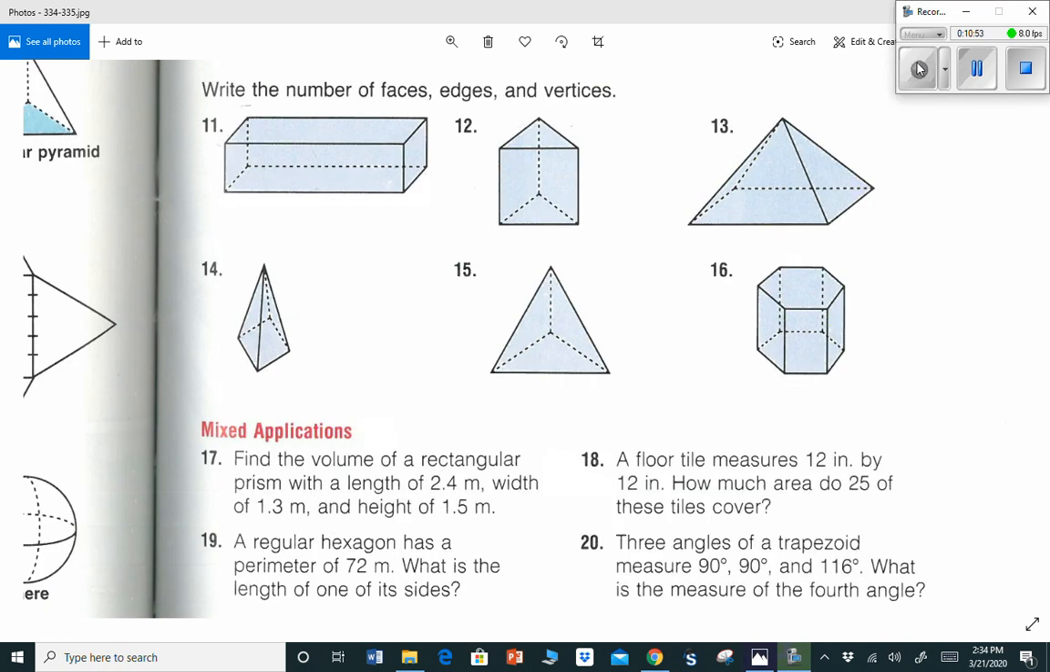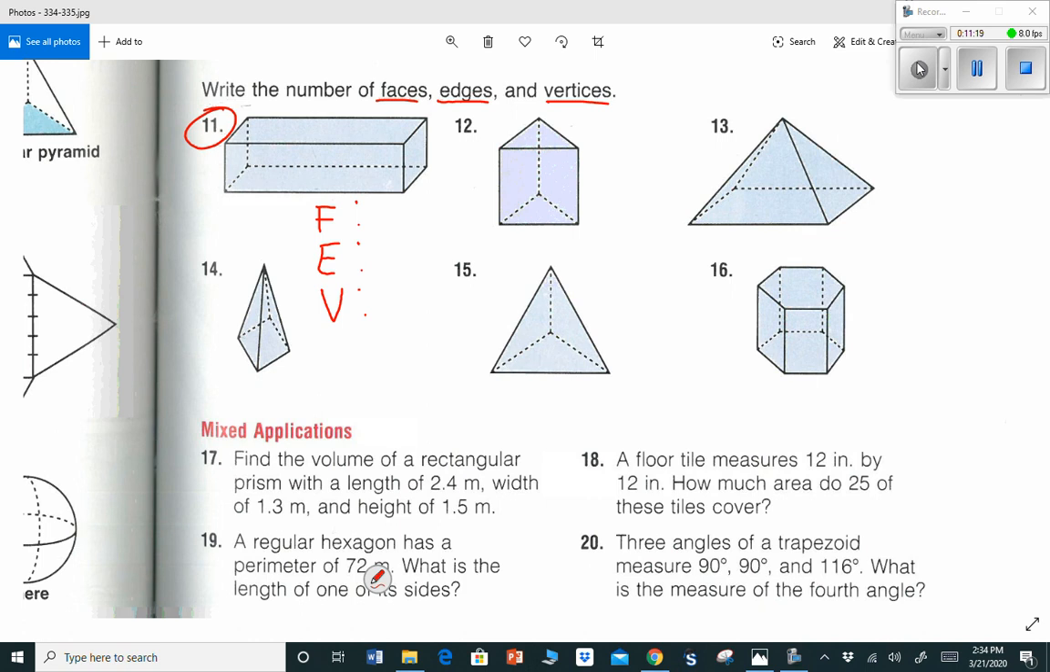All right, so this is going to take a little bit of time for you to think about some of these probably. They want to know the faces, the edges, and the vertices, how many for each figure. So let's do number 11. I'm going to put faces, edges, vertices, and you can do that too. So faces are the flat surfaces that make up the figure.